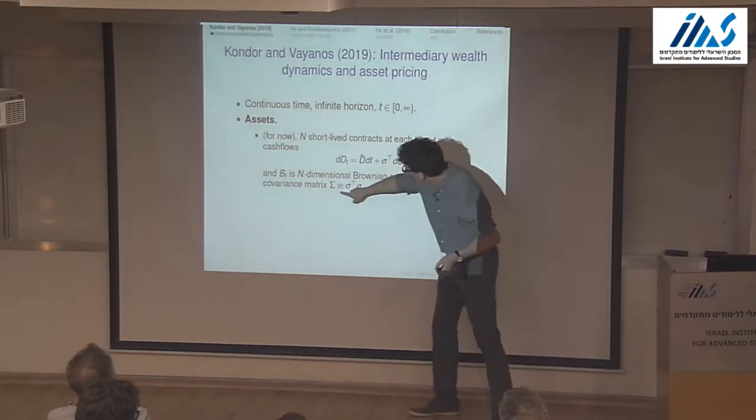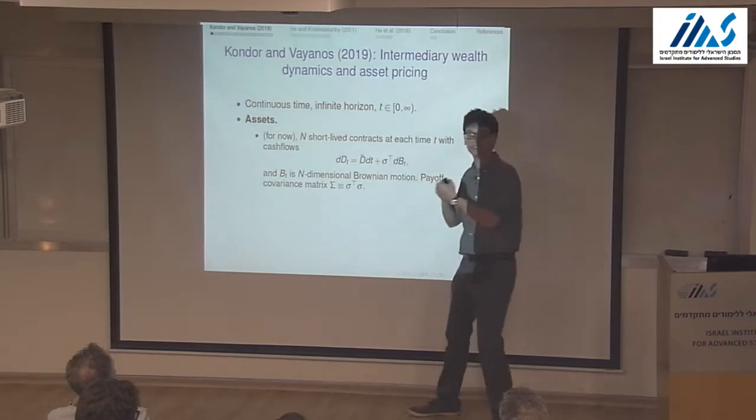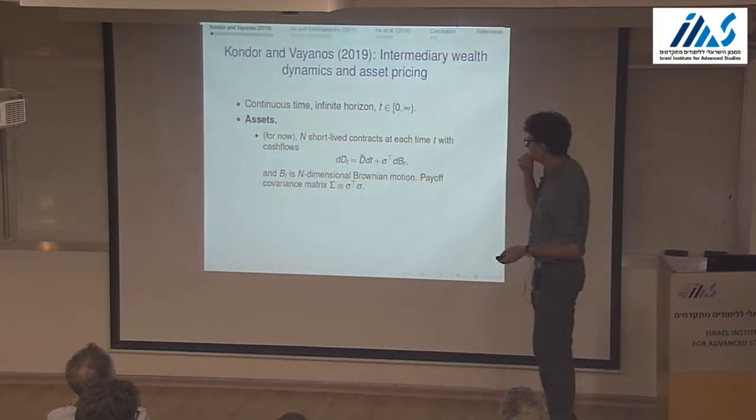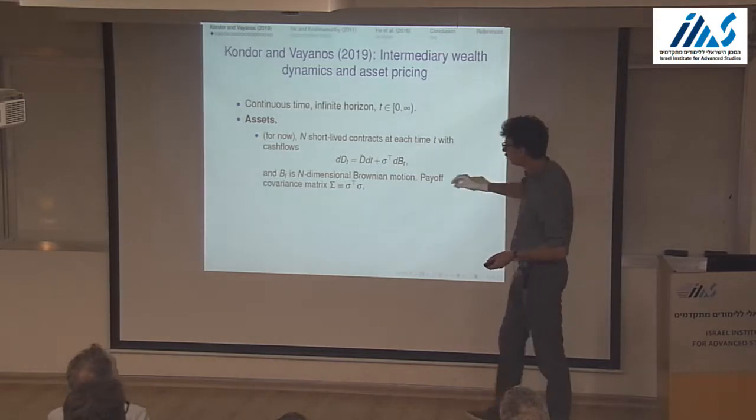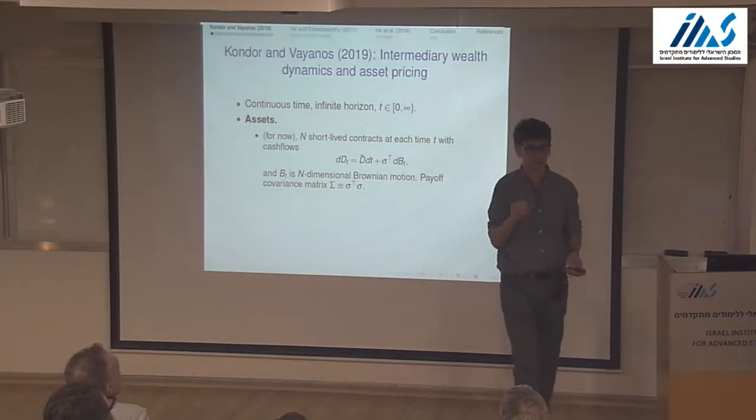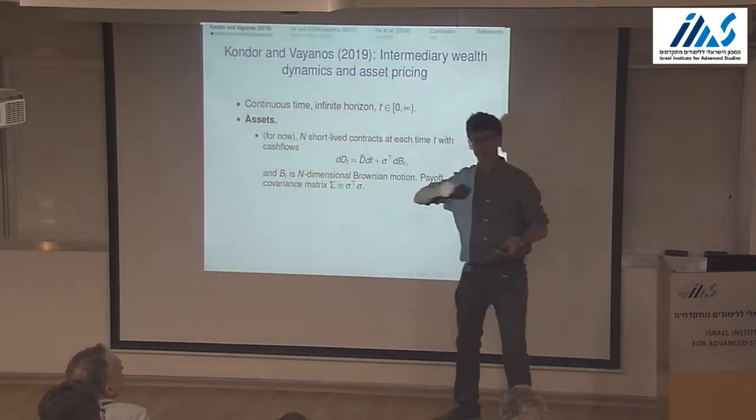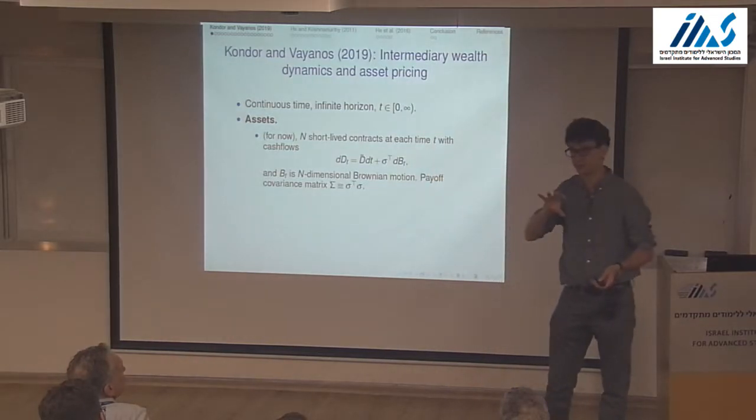The important thing will be this variance-covariance matrix of all of these shocks. Okay, so this sigma will be important. So you have these n assets, and we'll be interested in how to price these n short-lived assets, which basically means that you are pricing this single dividend payment in the next instant. Okay, so this is where we start.